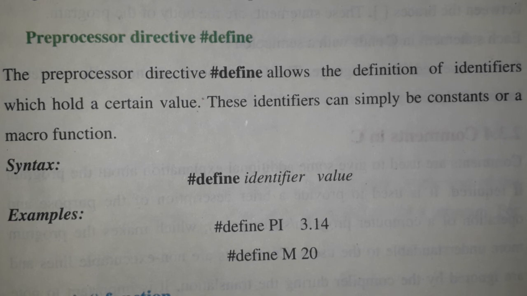So the preprocessor directive allows the definition of identifiers which hold a certain value. These identifiers can simply be constants or a macro function, like hash define identifier value. This is the syntax. And hash define pi 3.14 means pi is a constant in the program. Hash define m 20 means m is a variable which has the value 20, and this 20 and 3.14 cannot be changed during program execution.